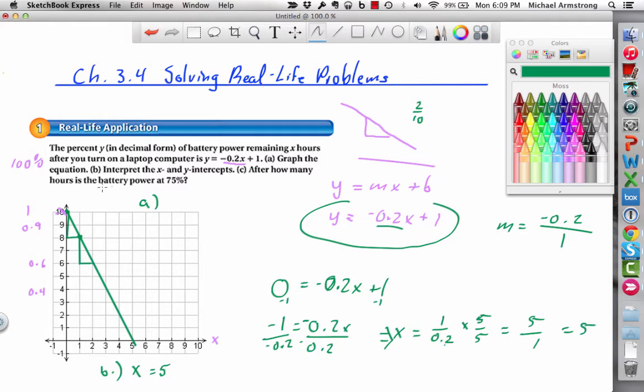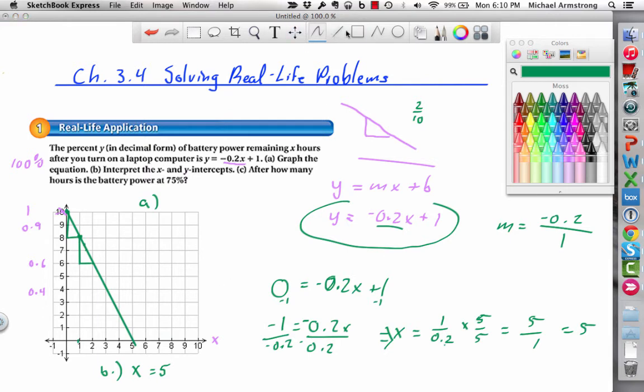After how many hours is the battery at 75%? Well, 75% is right here between the 80 and the 70, and so that's right here. That's a hard one to answer, but it looks like if you hit 1 hour, you're at 80%. When you get to 2 hours, you're down to 60%. So 75 is going to be closer to 1 hour. But we can actually solve that.